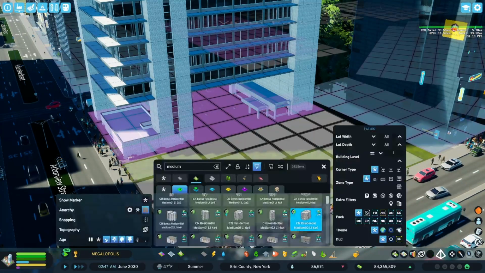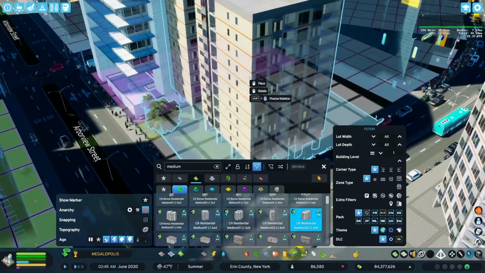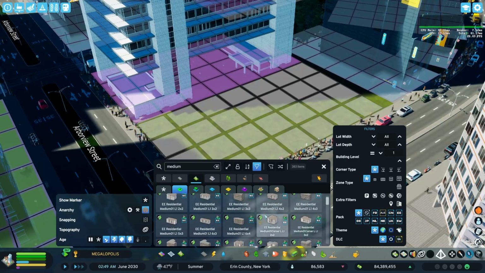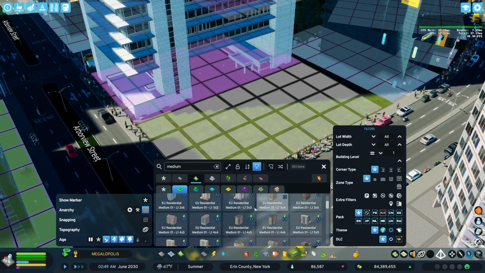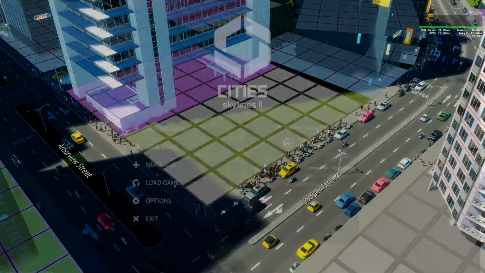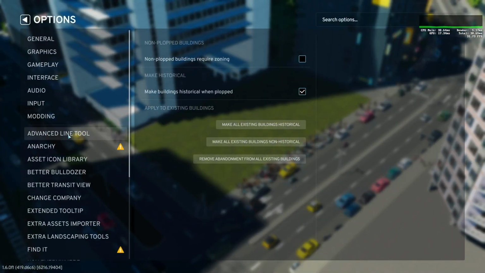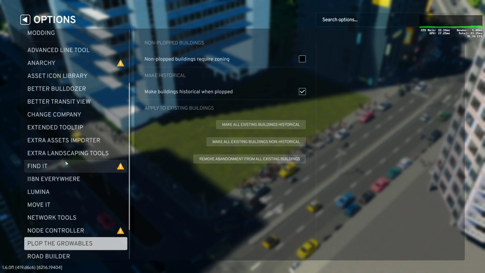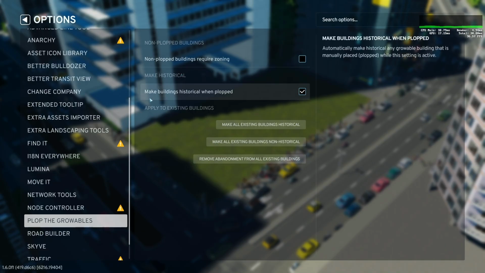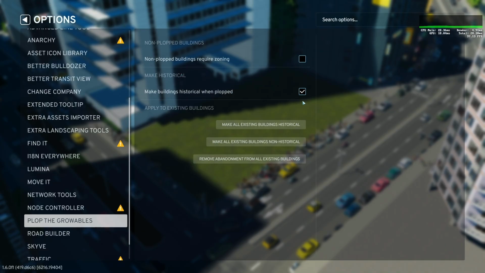So we're going to go into Find It and Plop the Growables. Plop the Growables is an excellent mod. We're going to be using this throughout the series, so make sure to get that if you want. Before we do anything, we're going to check our settings. We're going to pause the game, go into options, and then go into Plop the Growables. You see this option, Make Historicals: make buildings historical when plopped. Make sure this is on.